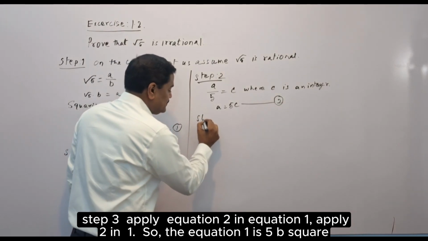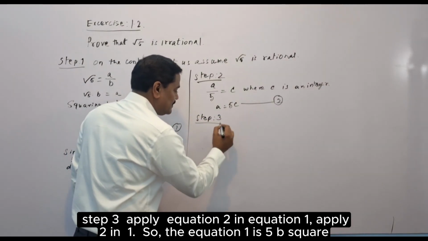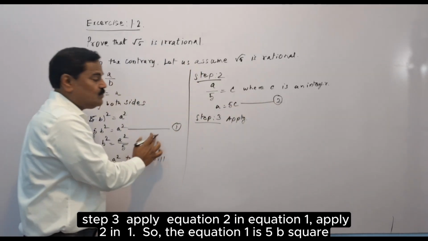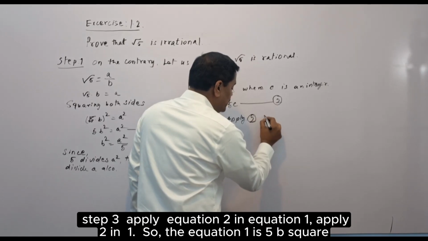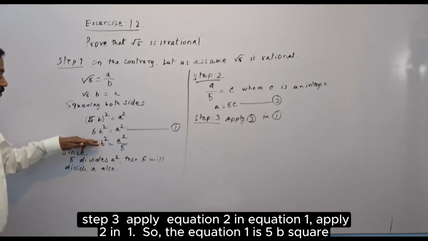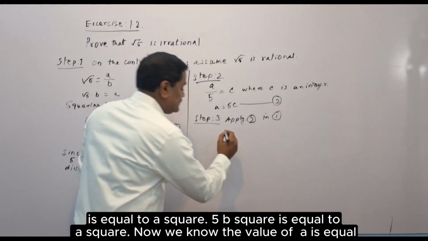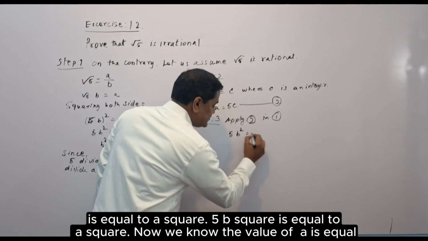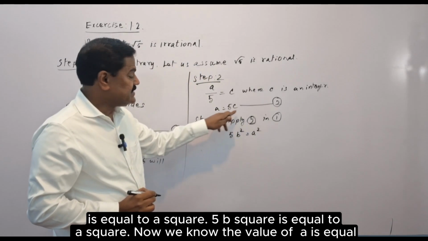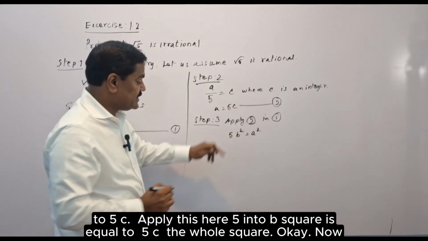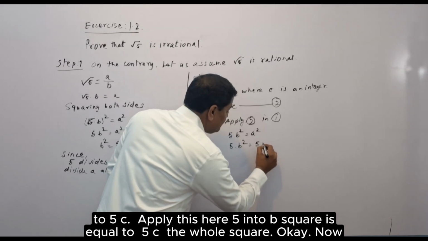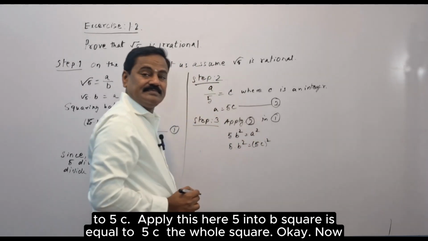From this we can say a is equal to 5c, and keep this as equation number 2. And step 3, apply equation 2 in equation 1. Equation 1 is 5b square is equal to a square. Now we know the value of a is equal to 5c. Apply this here: 5 into b square is equal to 5c the whole square.